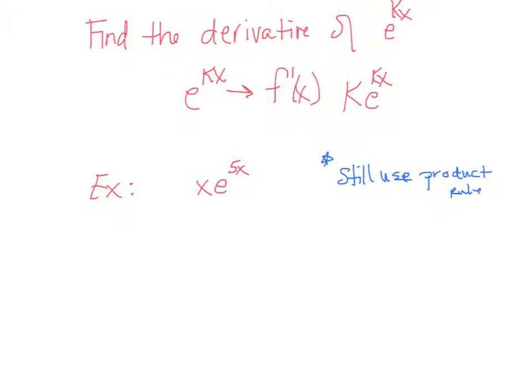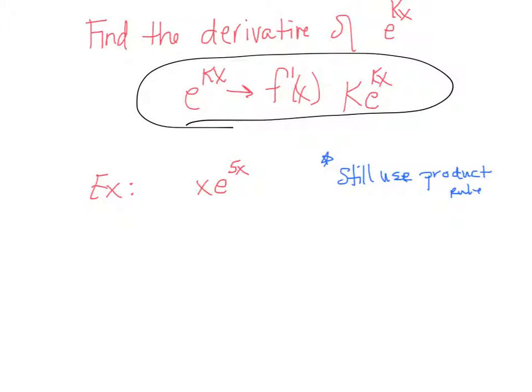Just want to make a note. I want to make sure that you understand the derivative of e to the kx. It's a special product, okay? So it's something that you just have to memorize. You just have to know, because it kind of does function like a product, but it doesn't, okay?